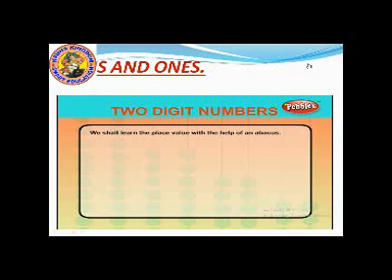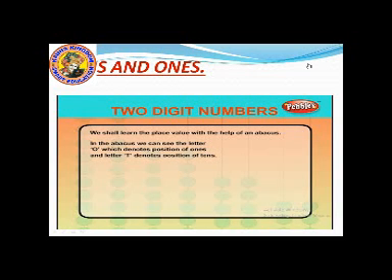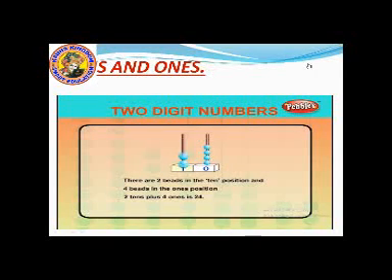We shall learn the place value with the help of an abacus. In the abacus, we can see the letter O, which denotes the position of ones, and letter T, which denotes the position of tens. In the given figure, there is only one bead in the ones position. This denotes the number 1. In this figure, there are 2 beads in the tens position and 4 beads in the ones position. 2 tens plus 4 ones is 24.